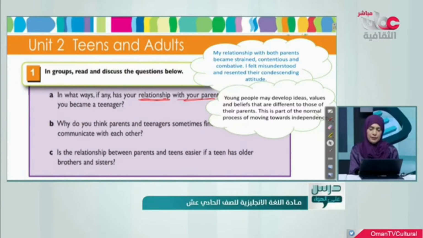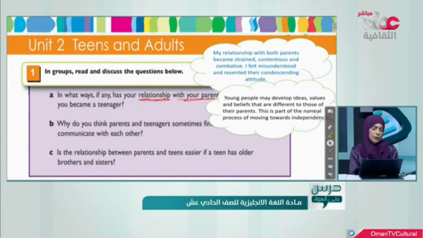Let us read her answer. Young people may develop ideas, values, and beliefs that are different to those of their parents. This is a part of the normal process. It is really a normal process, and it happens with everyone, of moving towards independence. So we cannot say that teenagers really want to be independent in this stage, and they ignore all the instructions and orders that come from other people, could be their older sisters and brothers, and sometimes their parents.